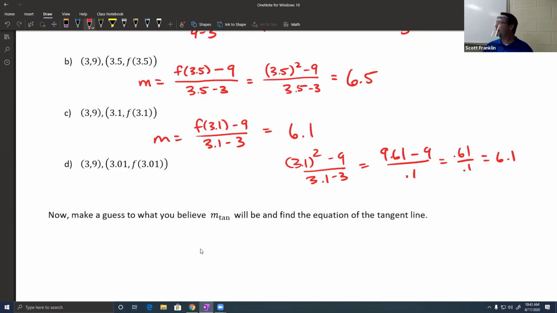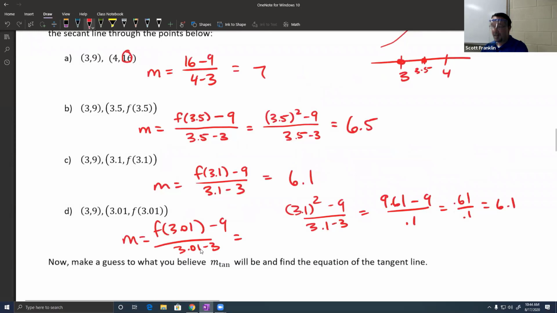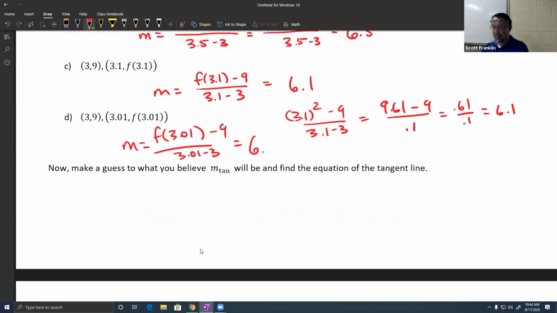Does it make sense what I'm doing? All I'm asking for is the slope between these two points, but I'm using a particular function to do it. And you start to see something happening here. If I do the same thing with the last one, and I pull out my calculator and work the whole thing out, I got 7, then I got 6.5, then I got 6.01, and then I got 6.01. So what does it look like is happening as I get closer and closer to 3? What do you think the slope is getting close to?